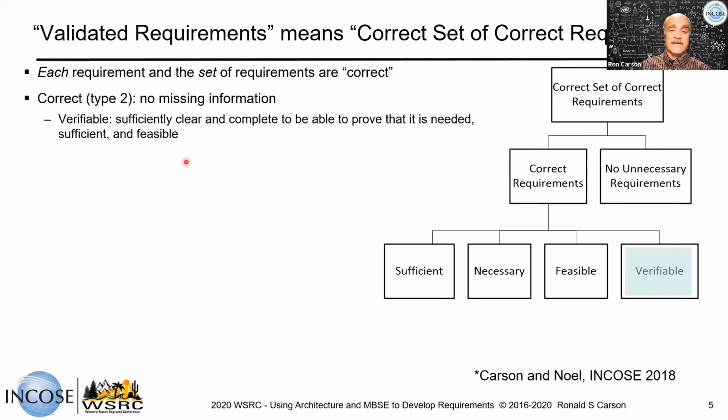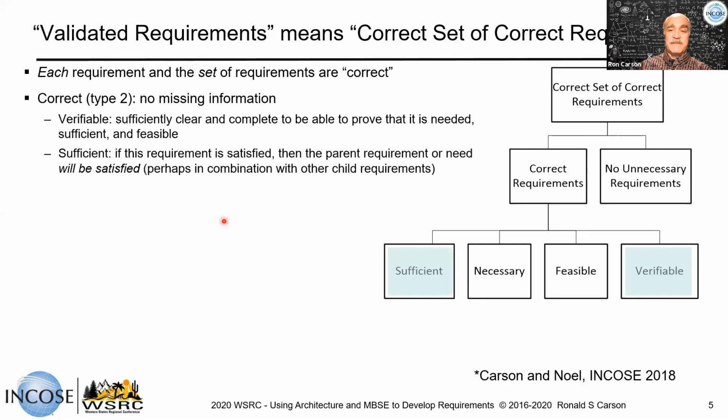So next we look at the content of the requirement, and we examine sufficiency by using analysis and simulation of function, timing, performance, information exchanges, interface connectivity, so that we can determine that if the requirement is implemented as stated, will it be sufficient to satisfy the parent requirement and need. And if information is missing or incorrect, then the requirement cannot be sufficient. So sufficiency addresses both types of incorrectness, the type 2 of no missing information, and the type 1, no erroneous information. And we went through this in the 2018 paper. If you'd like to get a hold of that, it's in the INCOSE Wiley library in the symposium materials.